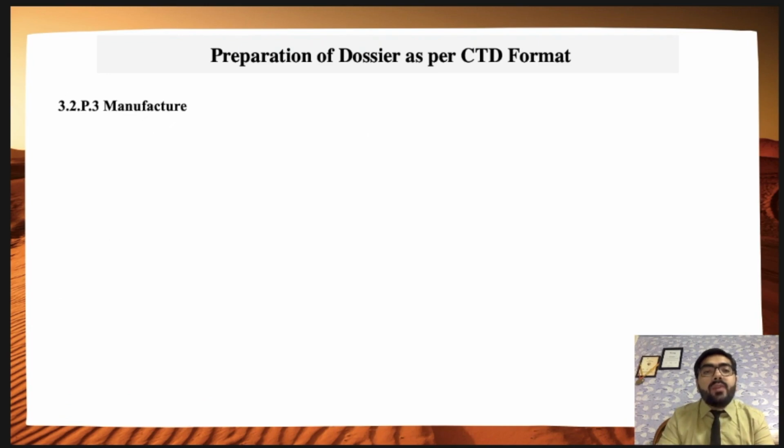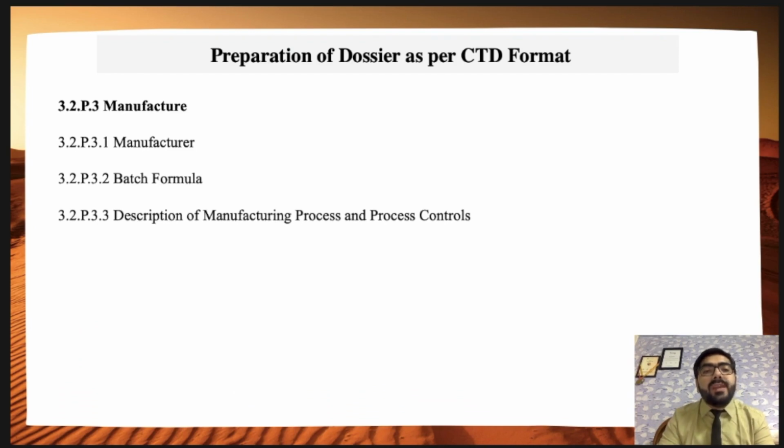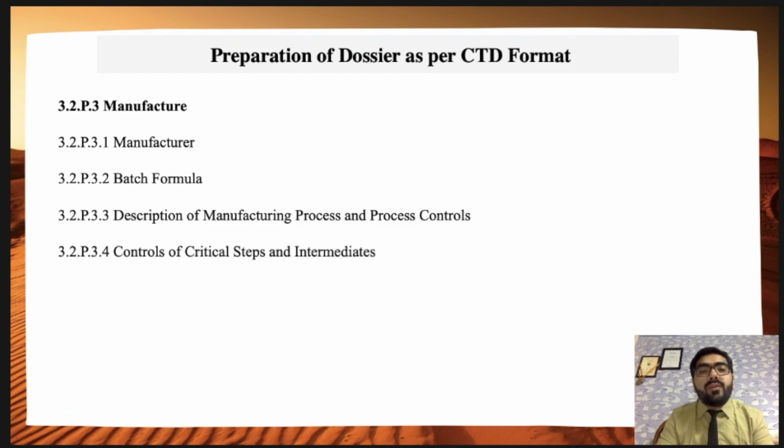Okay, then coming to 3.2.P.3, manufacturer details. So we have to mention 3.2.P.3.1 in manufacturer details. Then 3.2.P.3.2 contains the batch formula. Then P3.3 contains description of the manufacturing process and the process controls. Then control of critical steps and intermediates. Then process validation or evaluation. We have to validate our process as well, right?